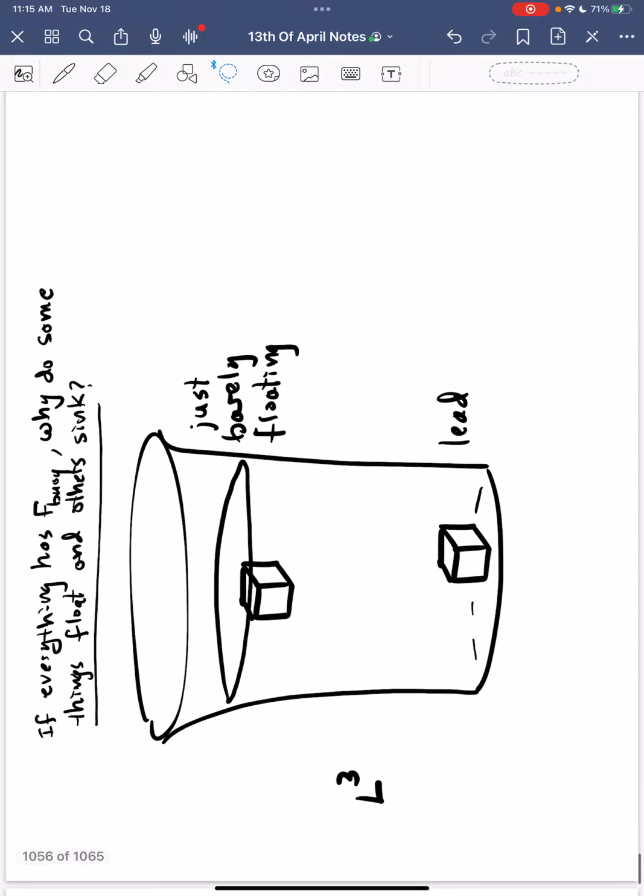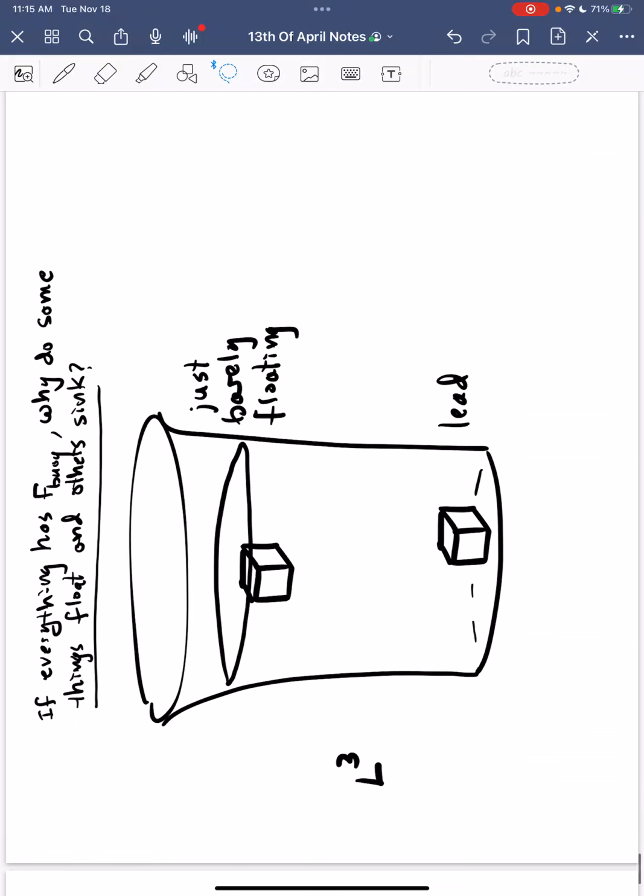So that might lead to this question. If everything has a buoyant force, then why do some things float and other things sink? Well, let's take a look at this. Imagine we've got an object here, and it's just barely floating. And by that, what I mean is that the top surface of this object is just touching the water, okay? So it's not like even an ice cube, which is barely above the water. It's just level with the water, okay? So this thing's barely floating.